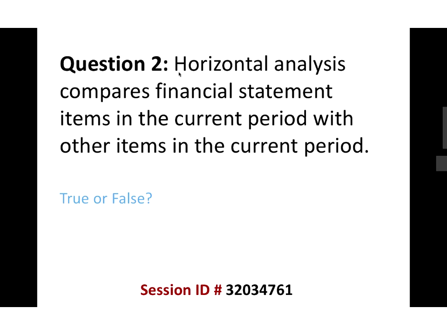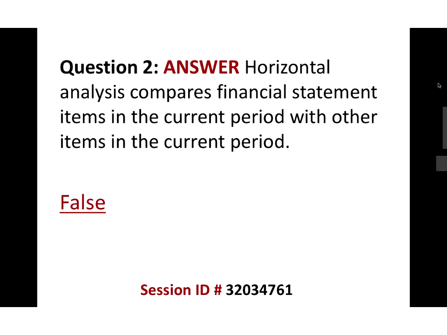Starting with this question, horizontal analysis compares financial statement items in the current period with other items in the current period. That is actually false because horizontal analysis compares items in the current period with prior period. To make that statement true, you'd have to replace the last current period with prior period. Horizontal analysis is a comparison of things over time. Comparing financial statement items in the current period with other items in the current period, that is vertical analysis. Okay? So that question will remain open for a few minutes.